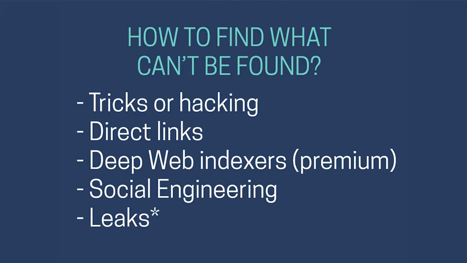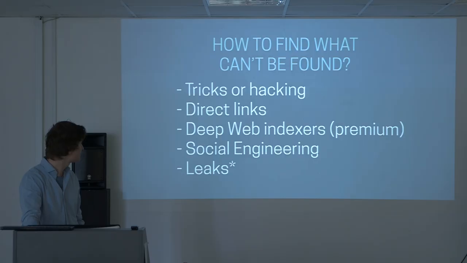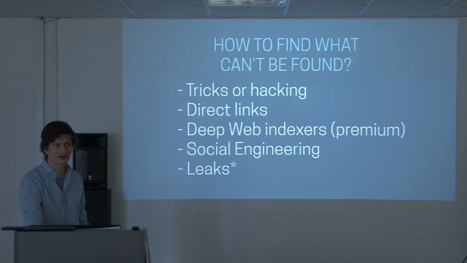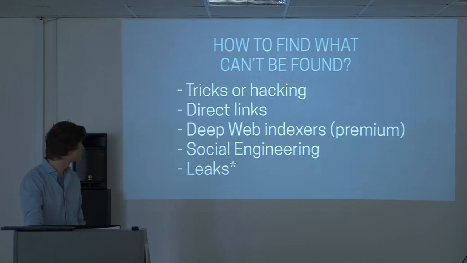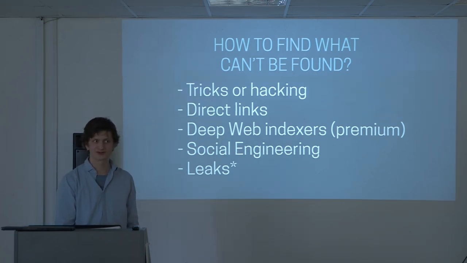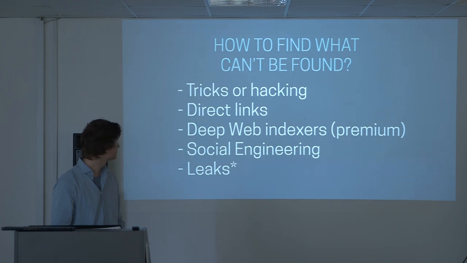So how can you find what can't be found? By using these kinds of tricks or hacking. Apparently the sources of these websites hacked the databases. By getting direct links, this really relies on social engineering. So if you really want access to some site you know exists, you have to find people who have access to it and try to become friends with them, try to win their trust. 4chan, of course, is one of the ways. Deep web indexers are actually kind of databases that already collected the information for you, but most of the time it's really, really expensive. And leaks, of course. If people leak the URLs or the link to the website, you can check it out.